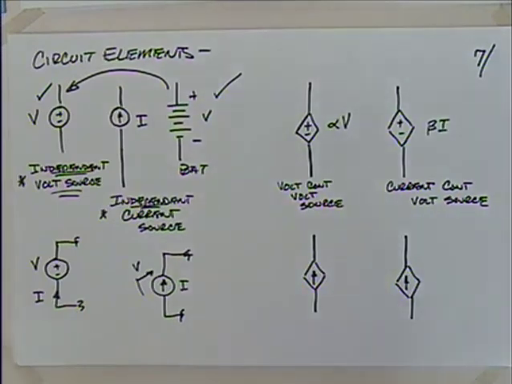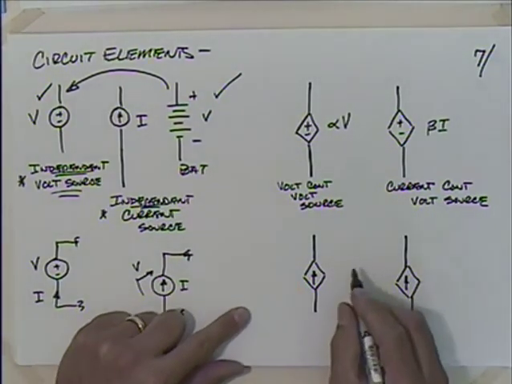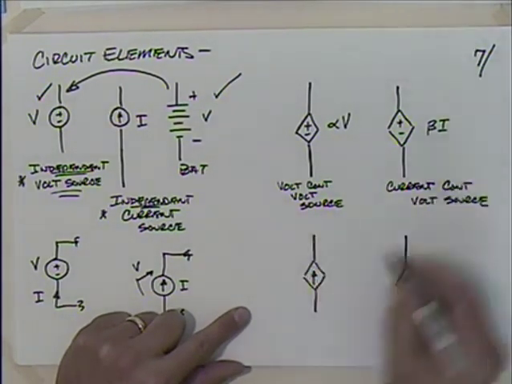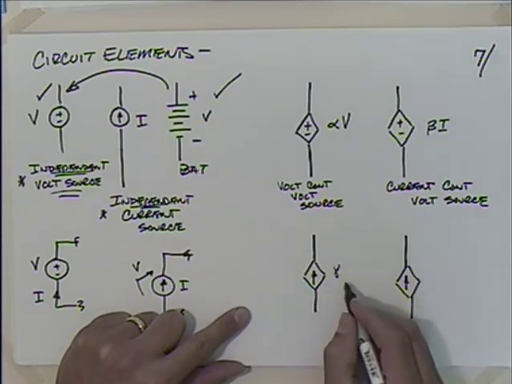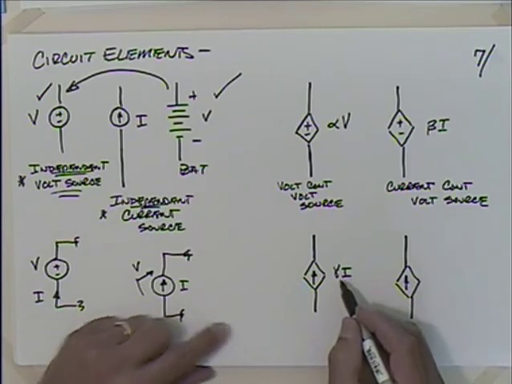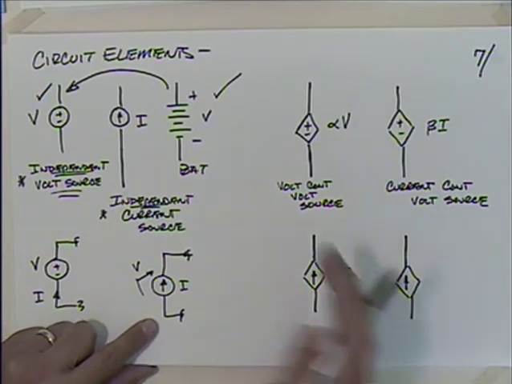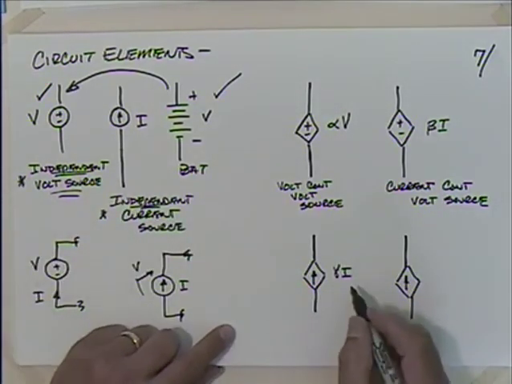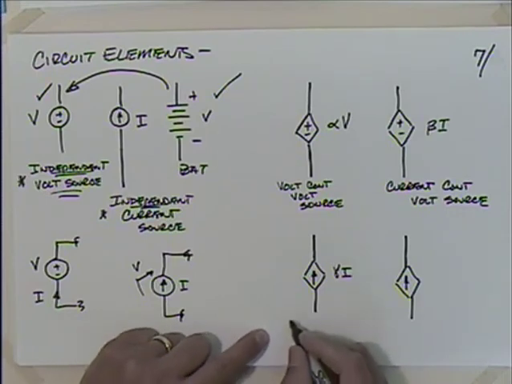The same thing happens with a current source. We could take alpha, beta, I guess we'll get to gamma. Gamma times I. So here we have some factor times some current somewhere else. Somewhere else there's a current. We multiply that by a factor. This is a current-controlled current source.